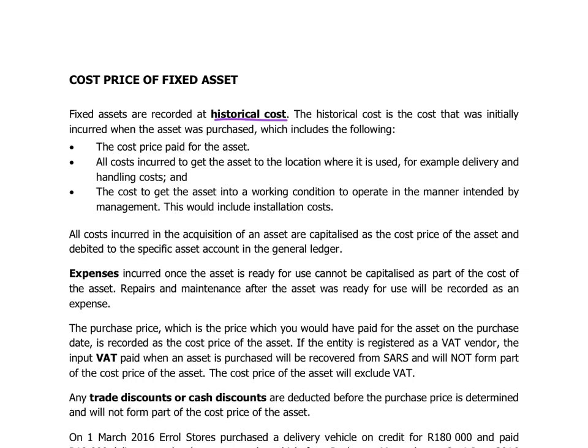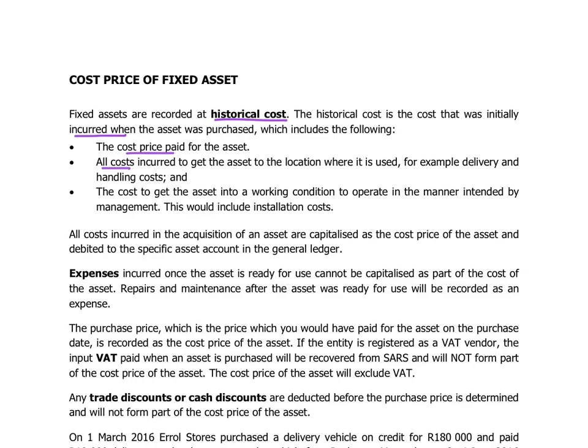The historical cost is the cost that was initially incurred when the asset was purchased and includes the following: the cost price that you paid for the asset, any costs that you had to pay to get the asset to the location where it is used, for example, import duties, delivery costs, cash handling fees, etc.